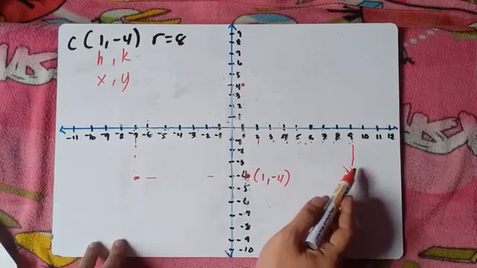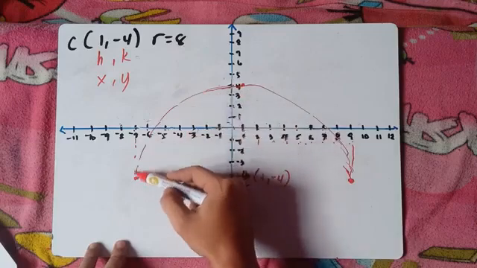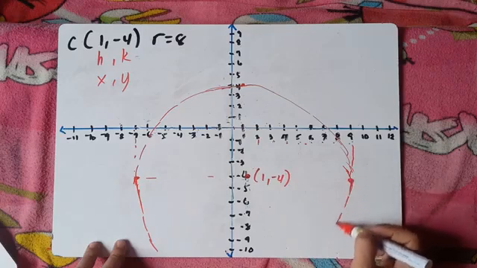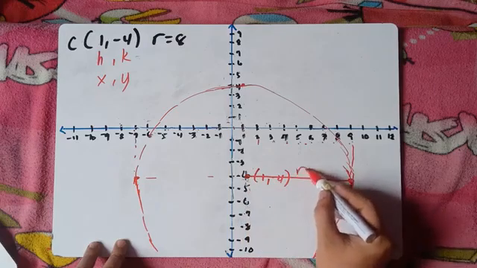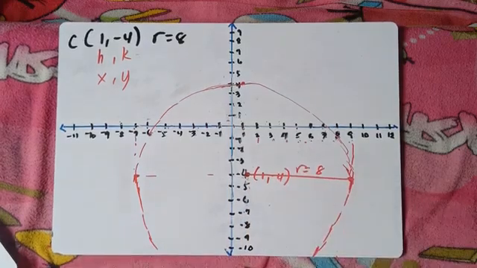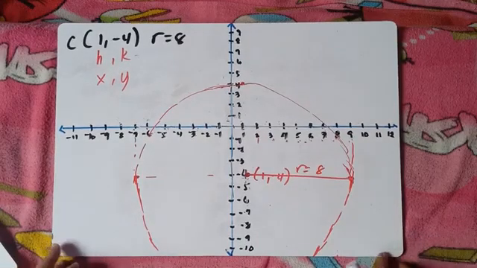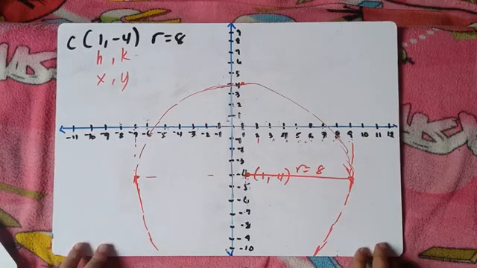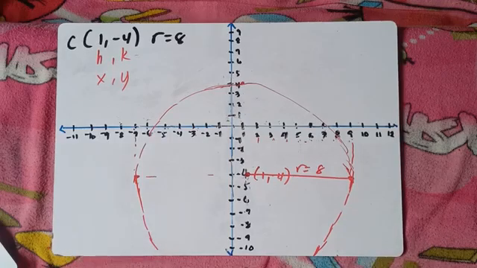I'm so sorry guys, we don't have the graphing board. If you use graphing paper, I'm sure this will be a perfect circle. Since we don't have the graphing board, I just use the small whiteboard. So that's it. You connect these points, and this will be your radius equal to 8. That's how you transform the general equation into standard form, and that's how you graph. Sorry for the circle, but with graphing paper it will be perfect.